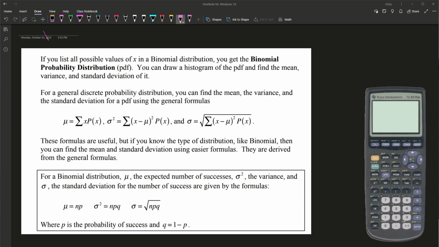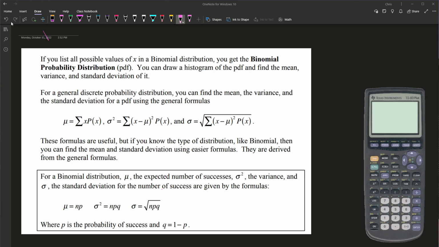Now, for a binomial distribution, mu, the expected number of successes, sigma squared, the variance, and sigma, the standard deviation for the number of successes, are given by the following formulas. The mean, mu, is just n times p. Sigma squared is just n times p times q. And sigma is just the square root of n times p times q.